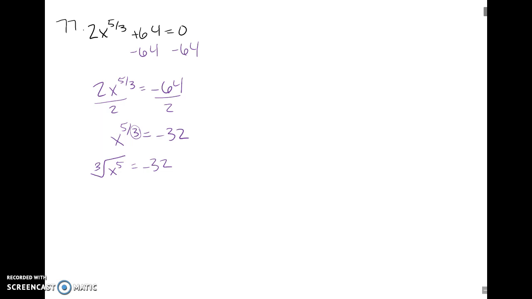Then you just want to work backwards and get the x by itself. So if you're taking the cube root, you want to cube both sides. So cubed, x to the 5th equals negative 32 cubed. And I don't want to multiply that out because I don't know that one. So I'm just going to go ahead and take the 5th root first because I know the 5th root of 32. So I'll take the 5th root first and then I'll cube the answer.